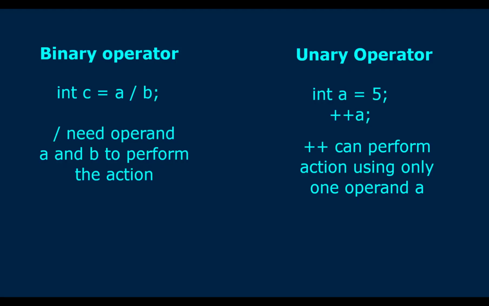In the first example, we can see C equal to A divided by B. Here, the divide operator is the binary operator. It needs two operands A and B to perform the divide operation. In the second example, there is int A equal to 5 and then A with increment operator. Here, the increment operator is a unary operator. It only needs A to perform the action. It increments the value of A by 1. I hope you can understand what a unary operator is now.